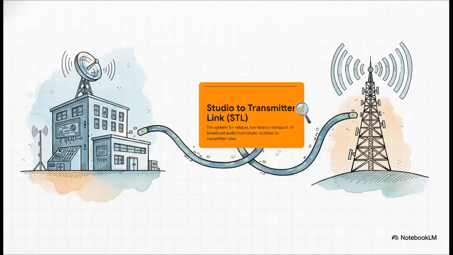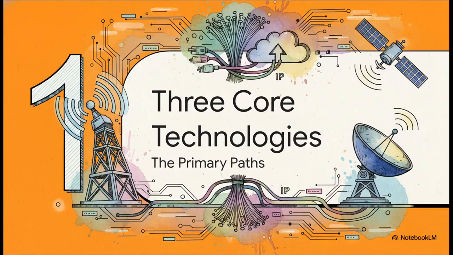And the answer, of course, is the studio-to-transmitter link. At its heart, its job has never changed. Get the audio from point A, the studio, to point B, the transmitter. And you have to do it with rock-solid reliability and basically zero delay. That's the whole mission. Now, how we pull off that mission? Well, that's a whole other story.